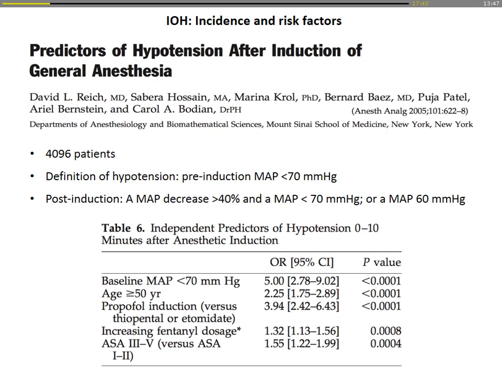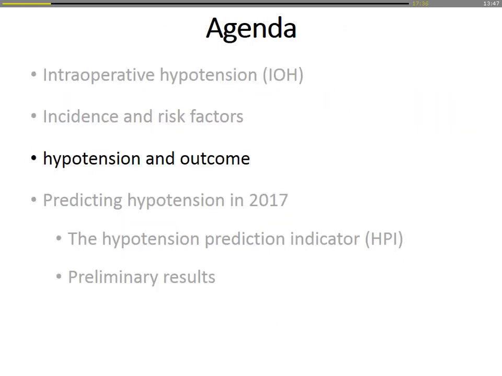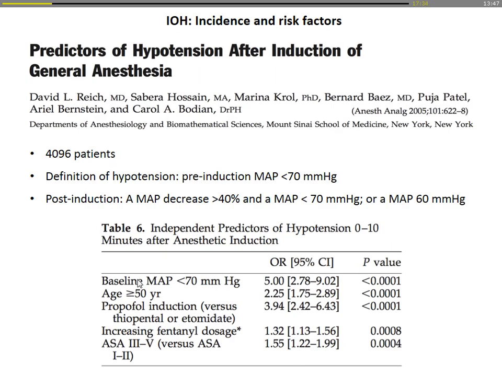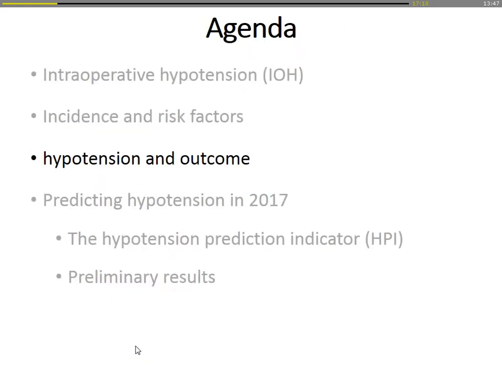And what are the risk factors? This is another study from the US, more than 4,000 patients, and they found, of course, older patients. If you come with a low baseline blood pressure to the OR, then you are at risk of developing hypotension. If you use drugs like propofol or fentanyl, of course, we know that. And if you have a sick patient, they are prone to hypotension. But does hypotension relate to outcome of our patients?